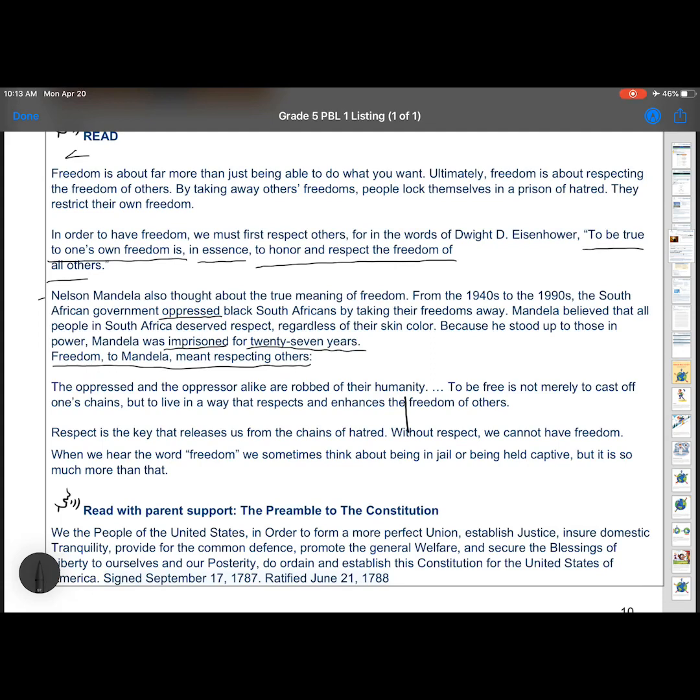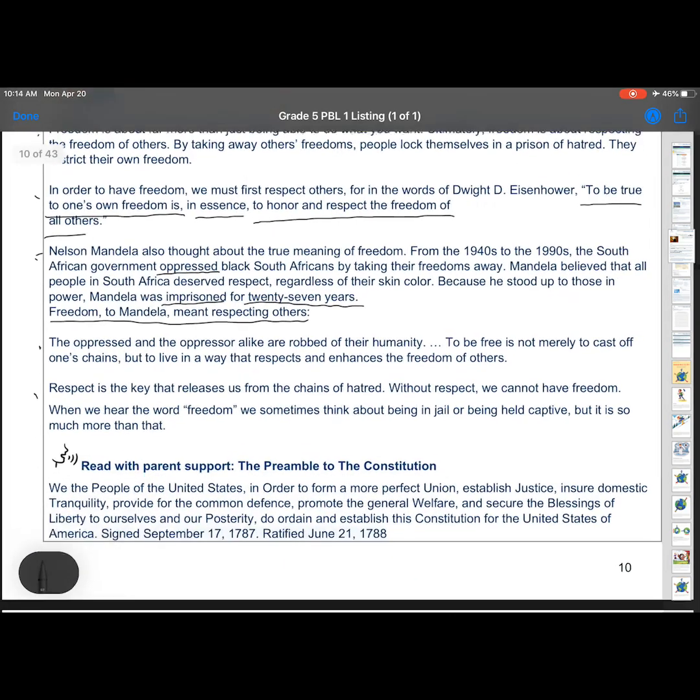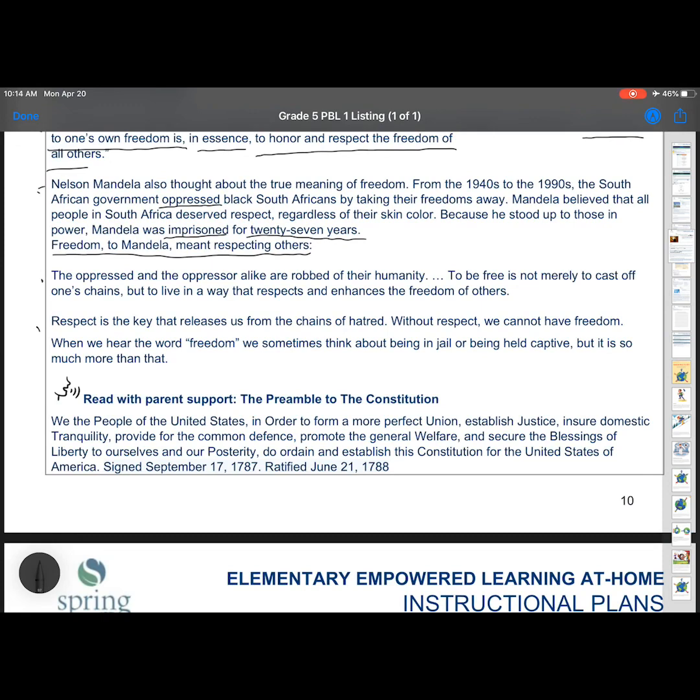Paragraph 4. So we have paragraph 1, 2, 3, and 4. The oppressed and the oppressor alike are robbed of their humanity. To be free is not merely to cast off one's chains, but to live in a way that respects and enhances the freedom of others. I put that line there by mistake. Okay, paragraph 5. That looks like just one paragraph, almost like it's double spaced.